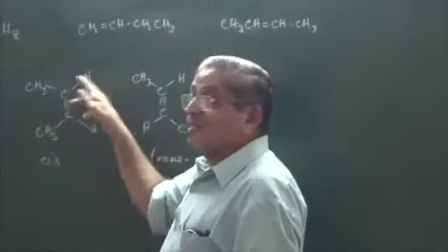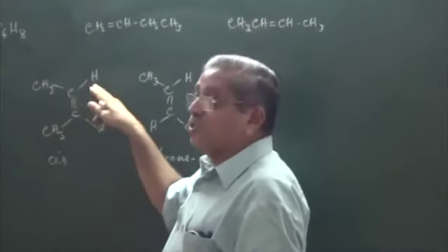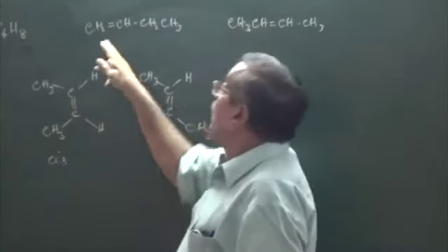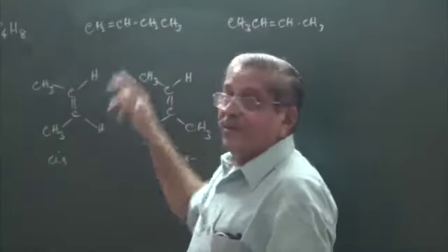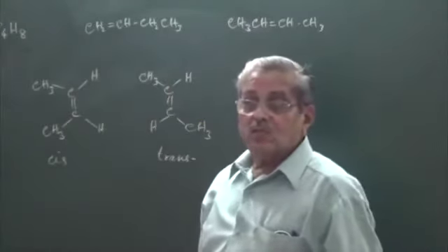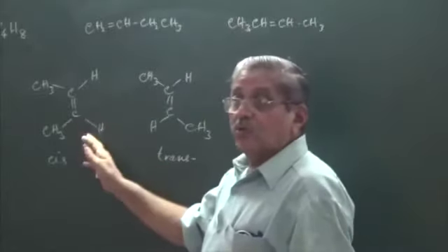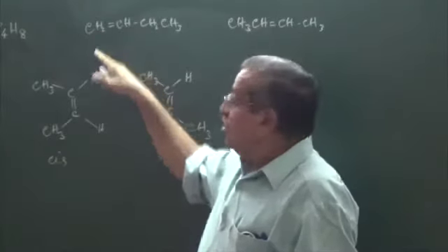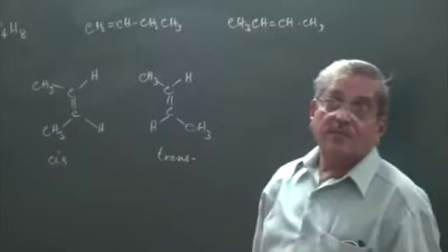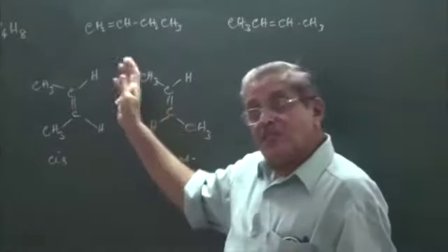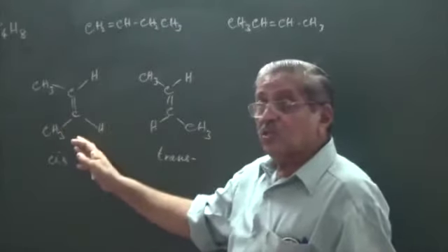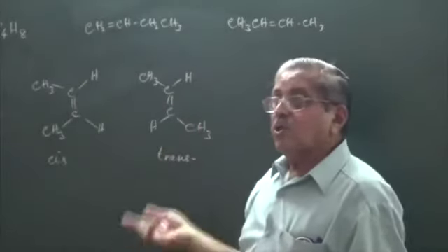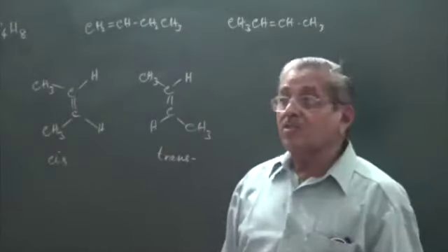Now, if these two are the same, CH3 and CH3, or H and H, what do you expect? Will that compound show geometrical isomerism? For example, 1-butene. The answer is no, because even if you interchange the groups, the compound is the same. Even if you interchange, it is H and H only. Or we have H with H or CH3 with H only. They are the same compounds. So, for a compound to show geometrical isomerism, what is the condition?